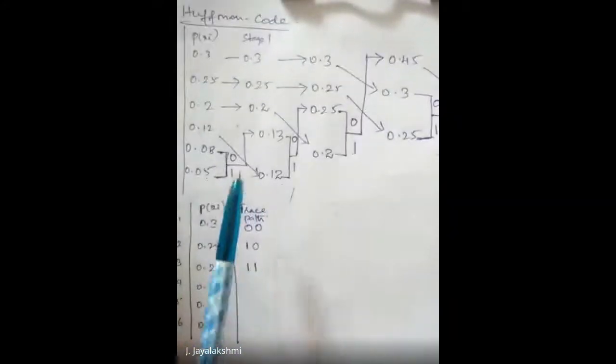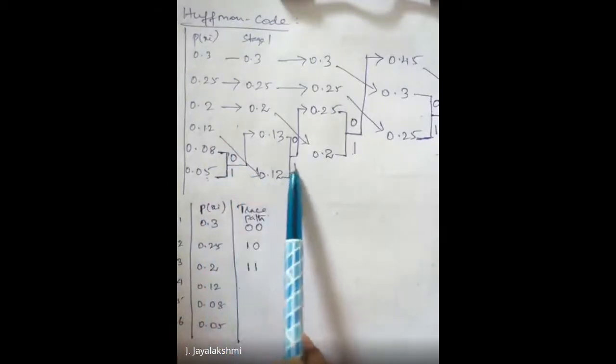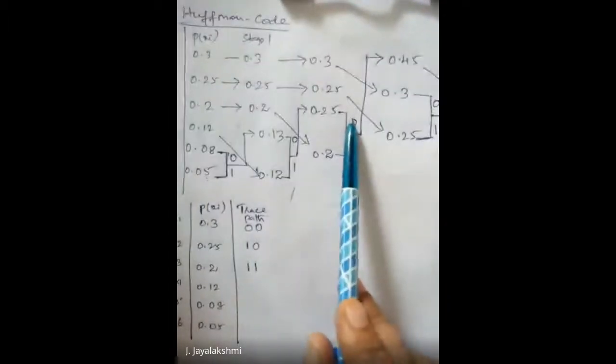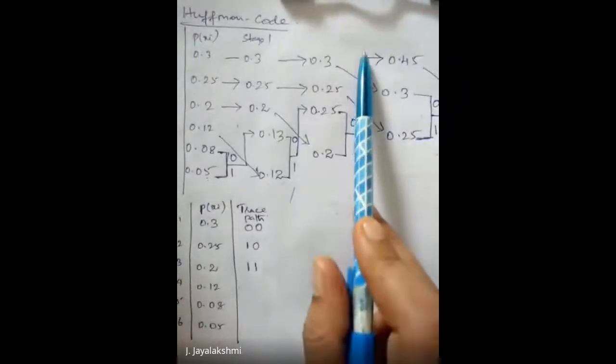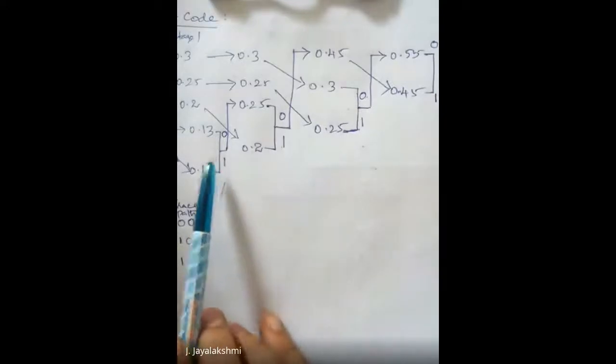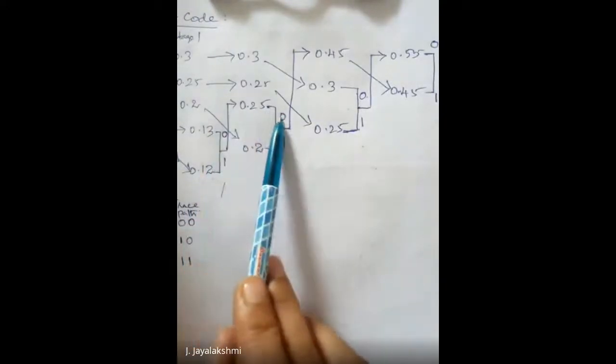Coming to the next probability, 0.12. So 0.12, start tracing its path. It is 1, it goes over here and it is assigned 0, and this goes to here and then ends up with 0.45, 1. So the path for 0.12 is 1 followed by 0 followed by 1.